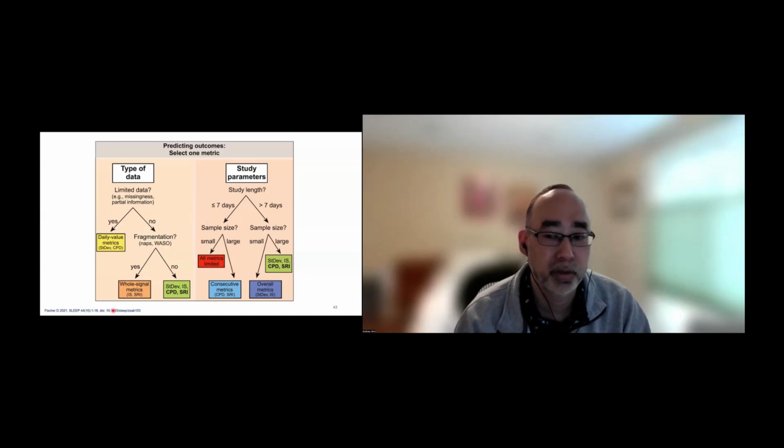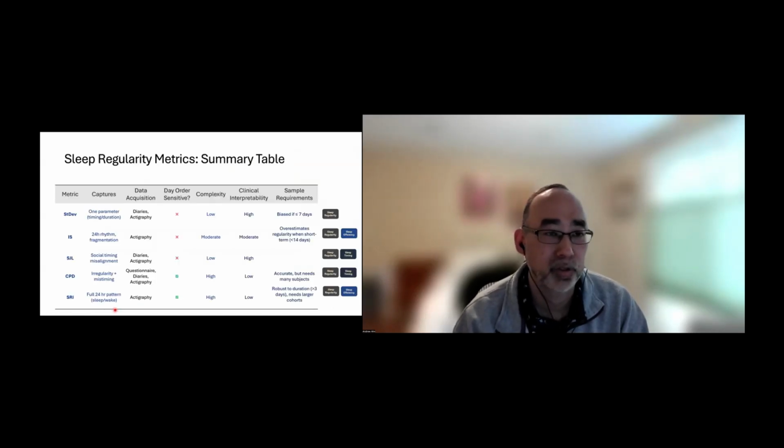So you can look this up in our publication. So this is the summary table that I put together here. Feel free to take a screenshot of this. These are the 5 metrics, the types of data that needs to be acquired to do this. The ones that are single measurements in a day are the standard deviation, social jet lag, and maybe CPD, which can just rely on diaries or questionnaires, but it's probably best to incorporate actigraphy in all of them. And then you need to consider the number of days and also the sample sizes in order to figure out which of these measures would be best for you.